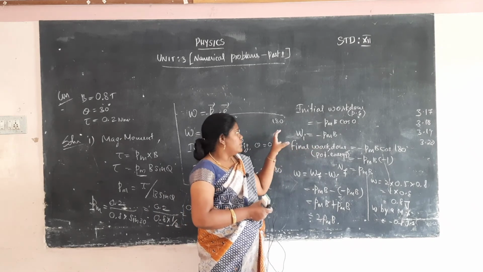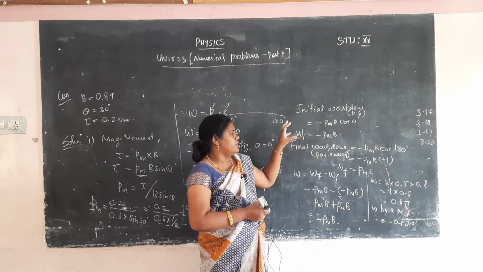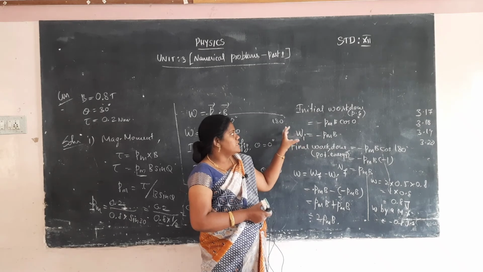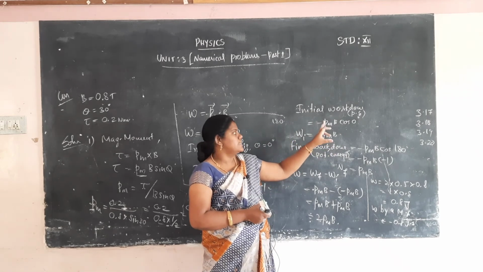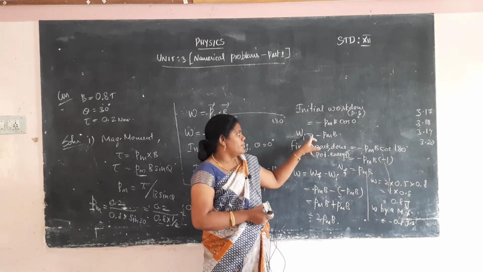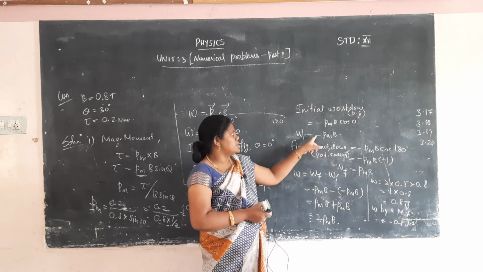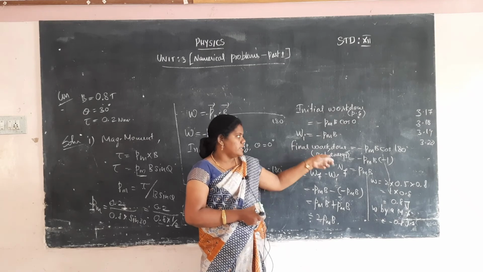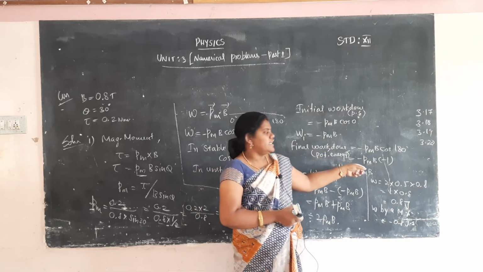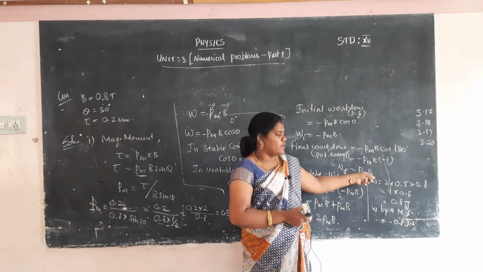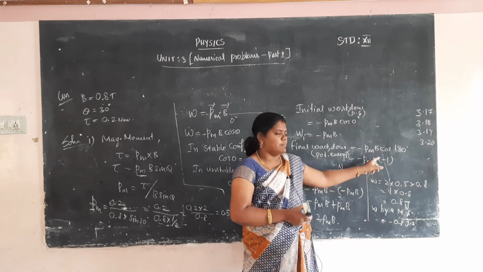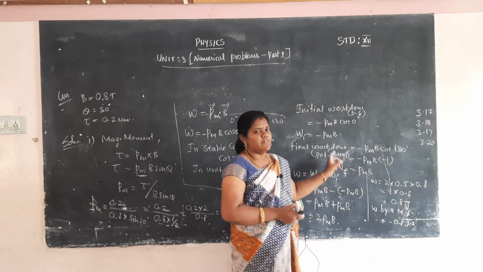We calculate the initial work done and final work done. Initial work done, taking theta as 0, is equal to minus PmB, because cos 0 is 1. Final work done is for cos 180 degrees, which is minus 1. So minus PmB into minus 1 gives PmB. This is the final work done.